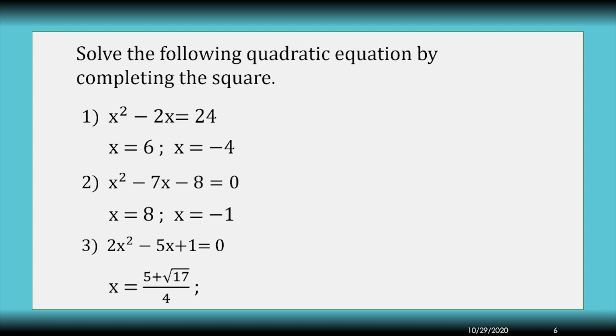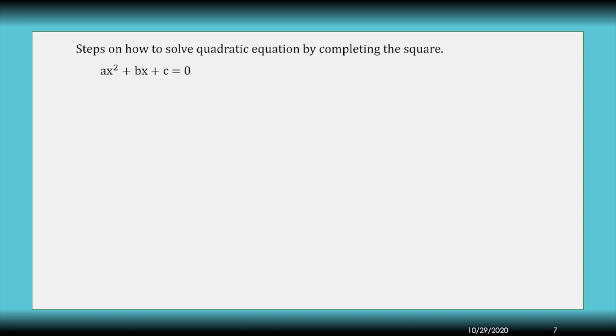Kung ito ang sagot mo, x is equal to 5 plus square root of 17 all over 4, or x is equal to 5 minus square root of 17 all over 4, tama ka din. So, ibig sabihin, naintindihan mo na yung ating lesson. Okay? Now, let us have some review or recall.